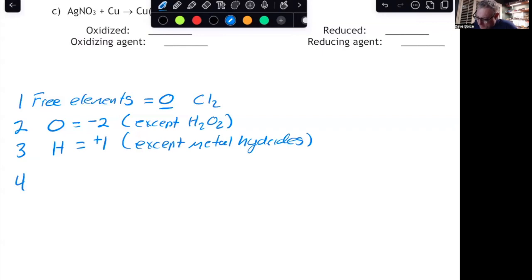And then number four, this pretty much goes for any of your positive metals. So group one, and hydrogen is a +1 for us, so that would kind of include that. But everything in that first column of your periodic table is going to be a +1. And this is basically the same charge that you would use for your ionic charges if you were putting it together as a compound.